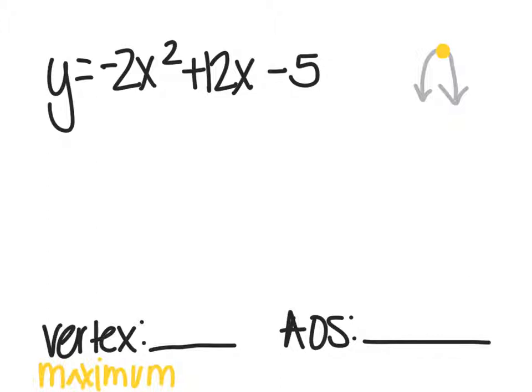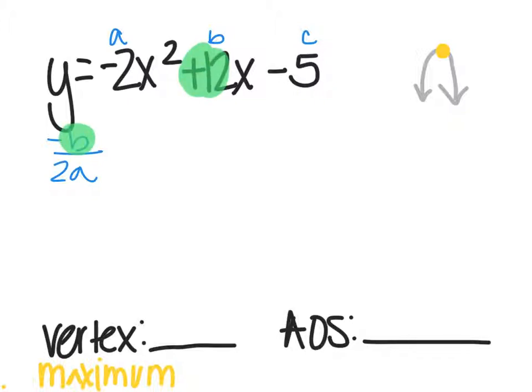So in order to find the vertex and the axis of symmetry, I have to use my formula, which is the formula negative b over 2a. Remember, a is the number in front of x squared, b is the number in front of x, c is the number by itself. So when I go to plug those in, let's do b first because that's on top. For b, I'm going to plug in positive 12.